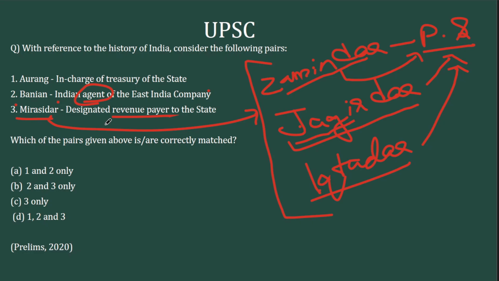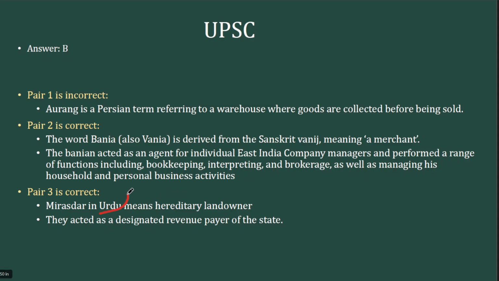They were also designated revenue payers to the state, but this term comes from Urdu. And this can be seen in regions north of Delhi where this term was commonly used. It comes from Urdu. Urdu was a language that was popular there. So this statement is correct. The second statement is also correct, Baniya and Mirasidar.